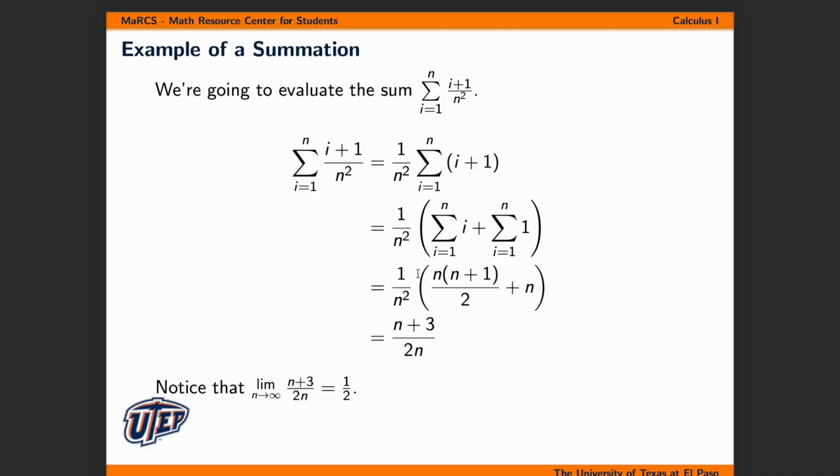And then now we can distribute the 1 over n squared that we had taken out to both of these terms, and we can add them, and that gives us (n plus 3) divided by 2n. Now we can take the limit as n approaches infinity, and that will be equal to 1/2.